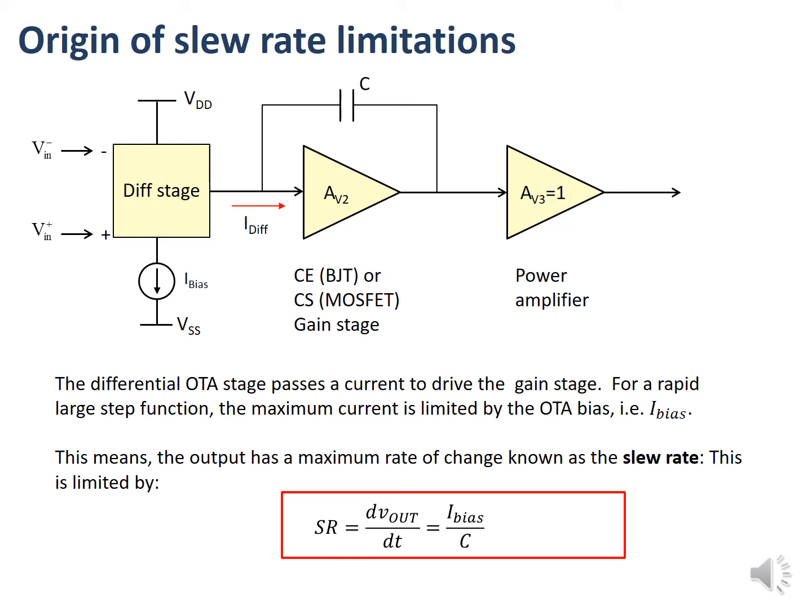And that limitation then affects the signal that comes onto the next stage, the amplification stage, regardless of whether it's a common emitter BJT or a common source MOSFET. That limitation on the current in the differential stage will limit the signal coming into the amplification stage and then into the power amplification stage at the end. So it's actually this limitation of the differential stage which causes this slow rate problem. And the slow rate obviously is this rate of change of voltage with time.